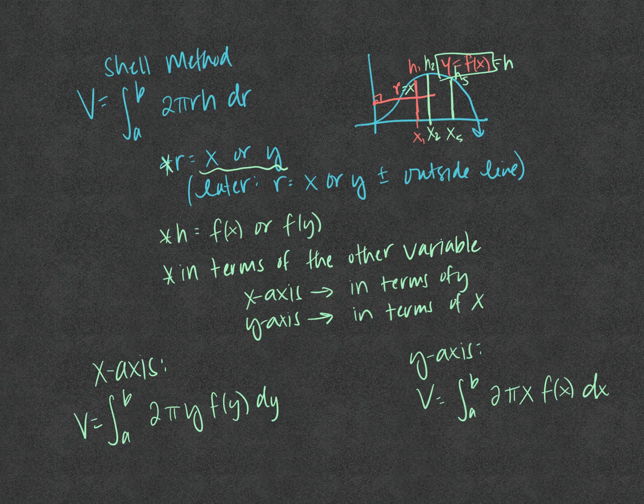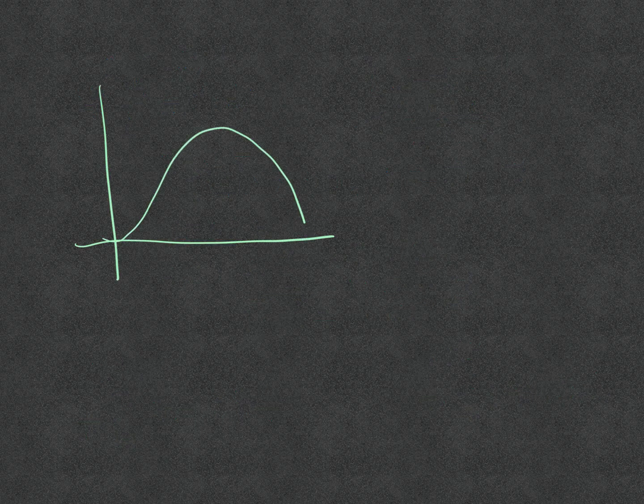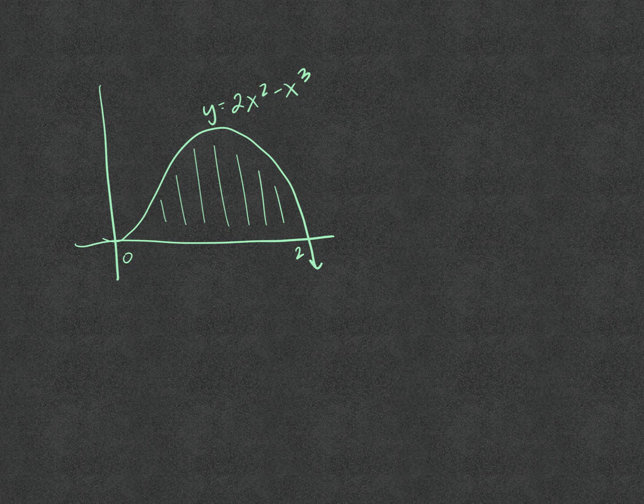So let's look at that beginning problem we talked about. That beginning problem looks kind of like this. It tells us it goes through 0 and 2, and that y equals 2x squared minus x to the third. And we have the area under the curve here. I'm going to sketch a little bit of it in so you can kind of see it there.